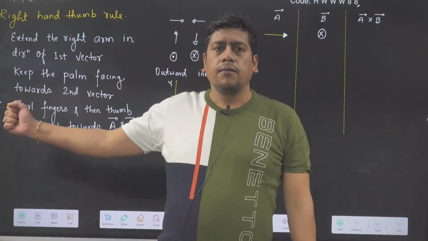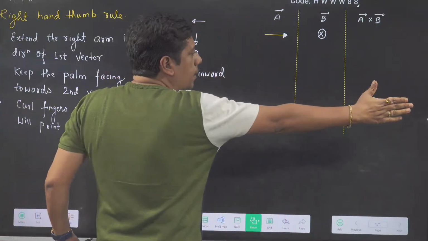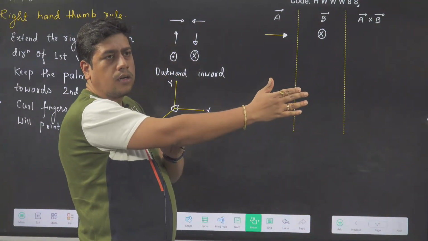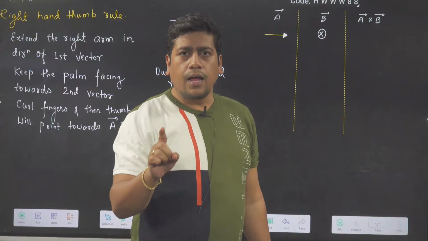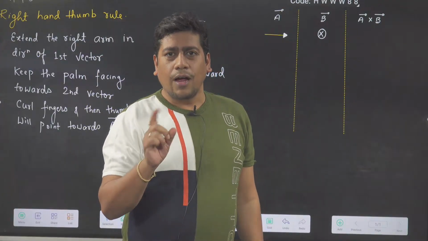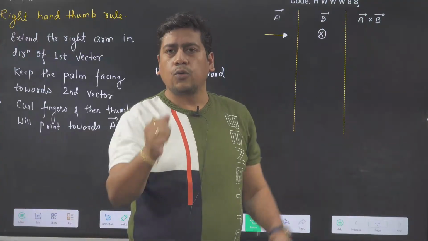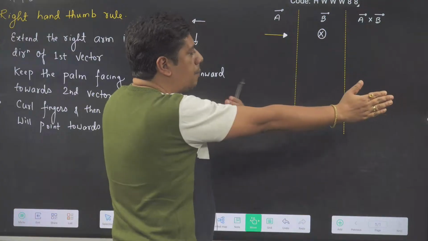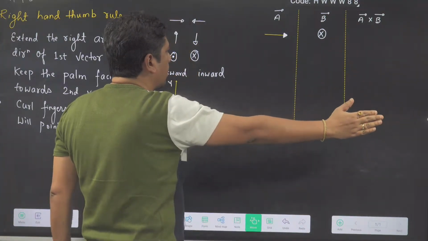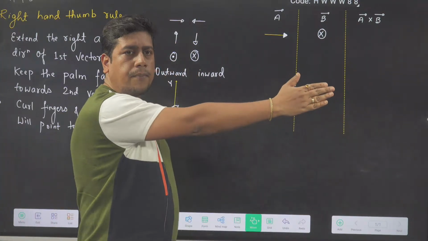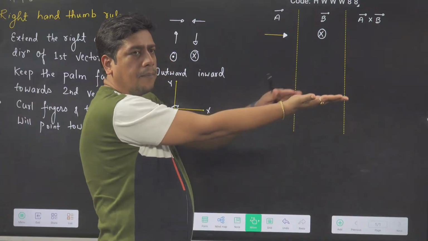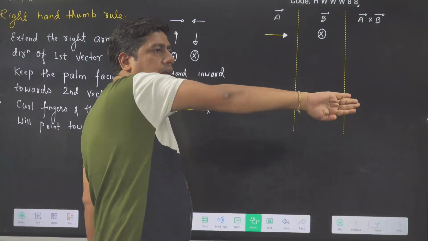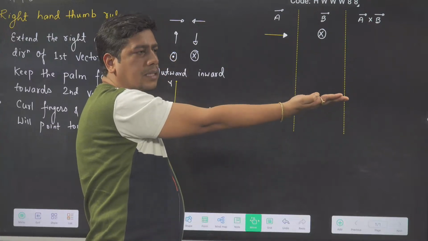So I will extend this towards right. Right arm, it's a right hand thumb rule. So if you are lefty, then you have to be a little bit conscious here. Don't use left hand, use your right hand. Now please understand, I can extend the arm like this. See the palm, arm is right. Arm is right in all possible scenarios, right?